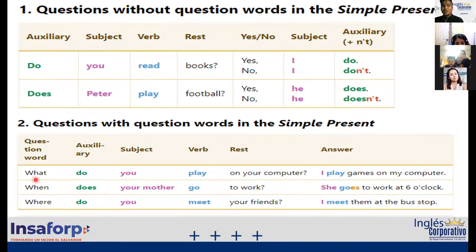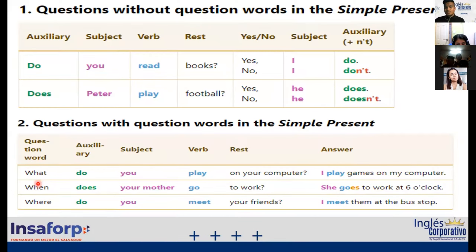En esta cambia, ¿por qué? Porque siempre que utilicemos una WH question, la respuesta es afirmativa, y siempre vamos a tener que buscar una respuesta larga. No podemos decir solamente yes I do o yes he does. No, it's going to be necessary for you to give a complete answer. Okay, thank you. You're welcome. But that will be only for when you're using the WH question. Do not forget that. If you only use the auxiliary, you can say, yes, I do, no, I don't, yes, she does, or no, she doesn't. But when you use a WH, it would always be necessary to give a full answer.